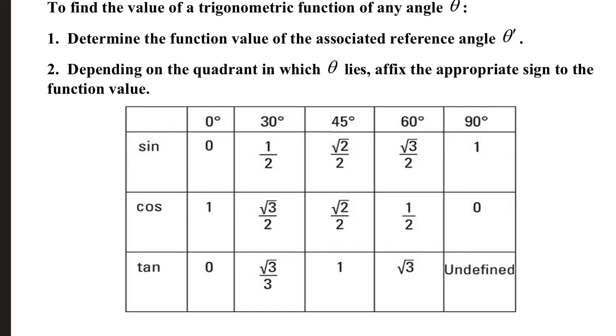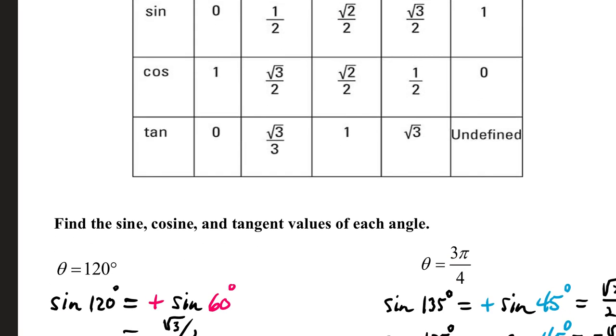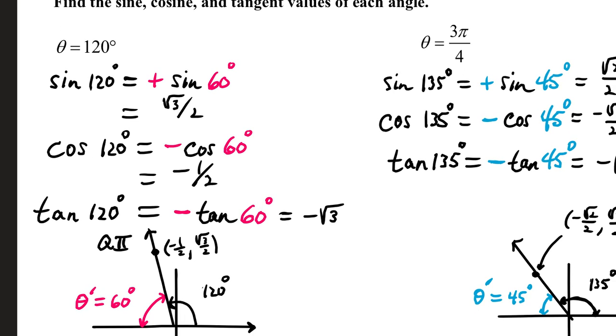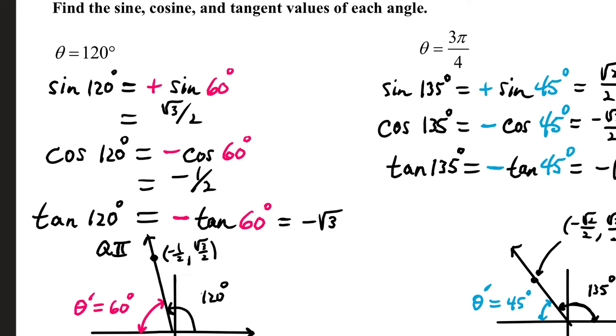We also have looked at the signs of these trig functions in various quadrants. So depending on the quadrant in which the angle lies, we're going to put the appropriate sign on the function value and then use this chart. Find the sine, cosine, and tangent values of each angle.